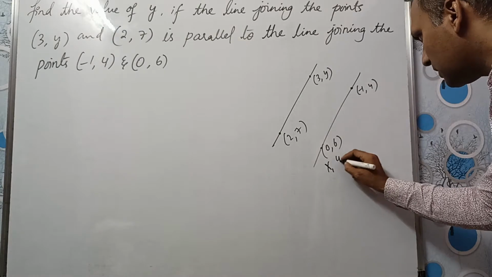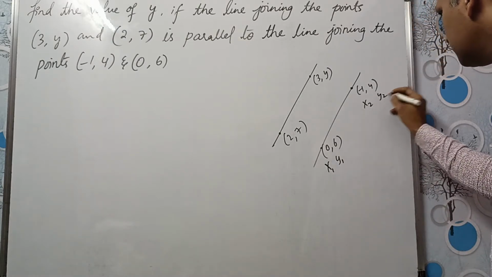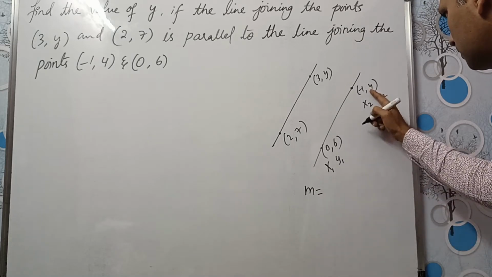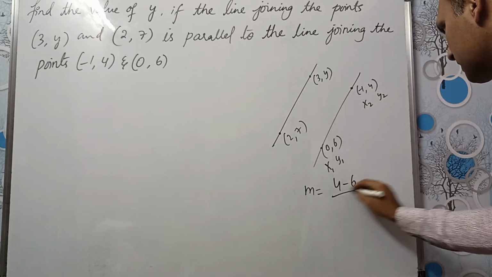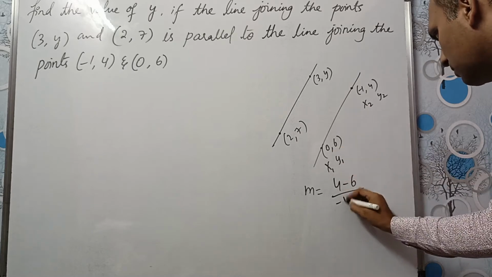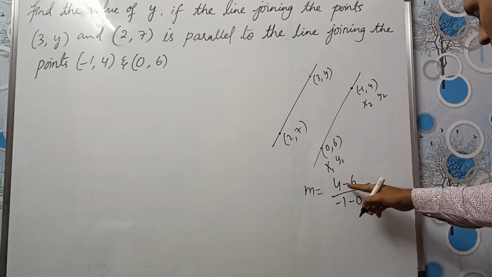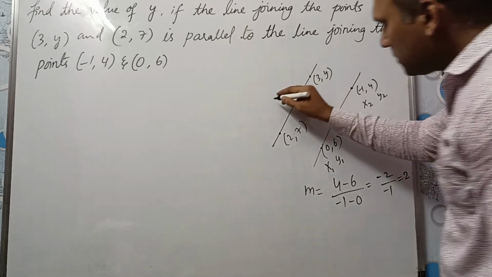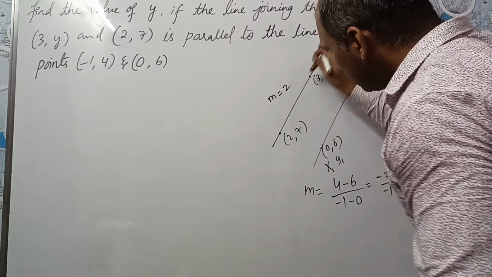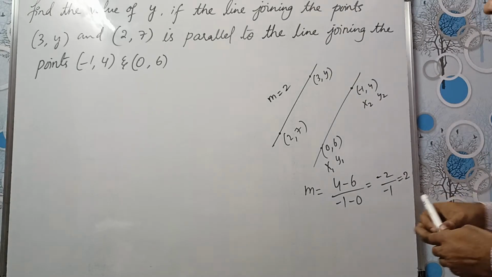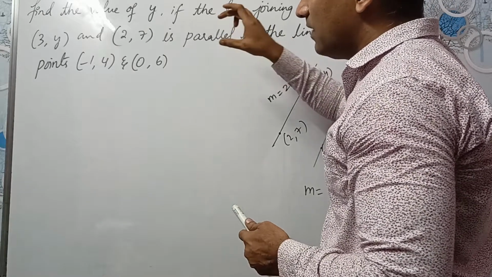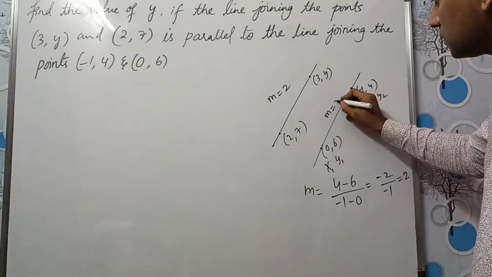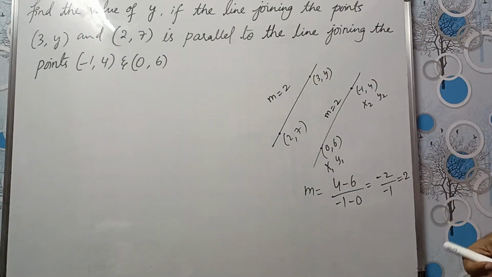Let us write this as x1 y1, this as x2 y2. So the formula will be y2 minus y1, 4 minus 6, divided by x2 minus x1, minus 1 minus 0. So this one will be minus 2 divided by minus 1, which will be equal to 2, which also means the slope of this line is also 2, because the lines are parallel and we have learned that when the lines are parallel, the slopes will be equal. If this slope is 2, this slope will also be 2.